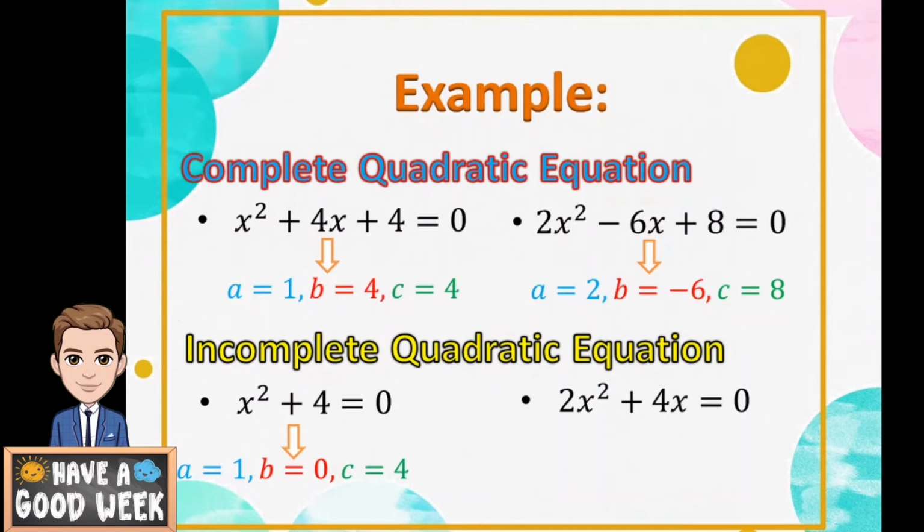So, next is 2x squared plus 4x equals 0. So, this time, ano kaya yung nawawala? We have the quadratic and we have the, okay, very good, linear term. So, therefore, yung nawawala, constant term. Yes, very good, constant. So, therefore, the value of a is 2, b is 4, c is 0. This time, si c naman yung 0 kasi siya yung nawawala.